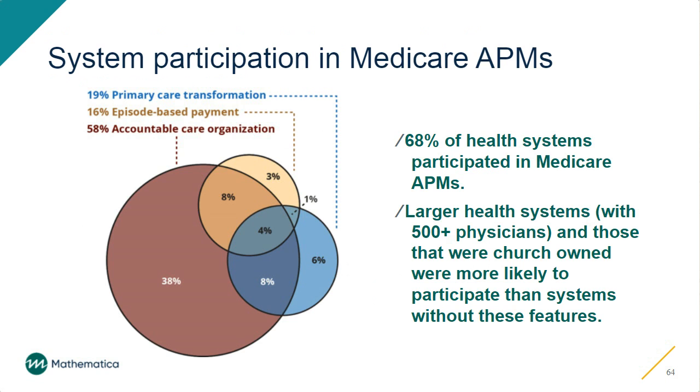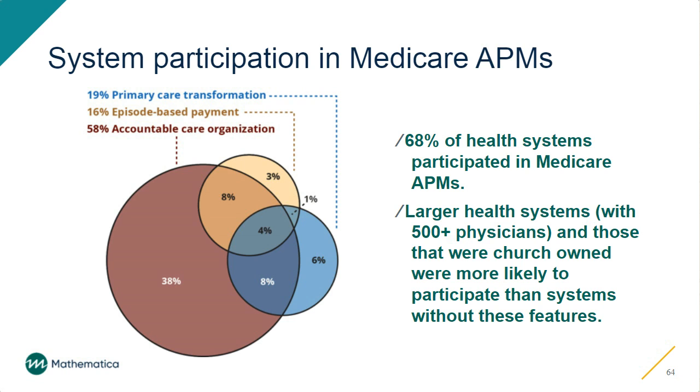This slide takes the system perspective and shows that overall 68% of U.S. health systems operating in 2018 were participating in Medicare APMs, with 58% participating in ACOs, 68% in episode-based payment models, and 19% in the primary care transformation model. I also want to point out that of the 58% of systems that were participating in Medicare ACOs, 38% only participated in an ACO, while another 20% also participated in either the primary care transformation model, episode-based payment models, or both types of models. You can also see that a few systems participated in the primary care transformation model only, that's 6%, or one of the episode-based payment models only, that's 3%.